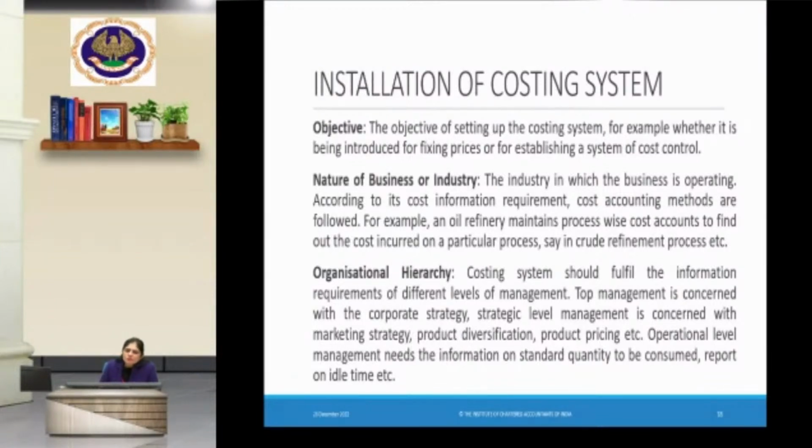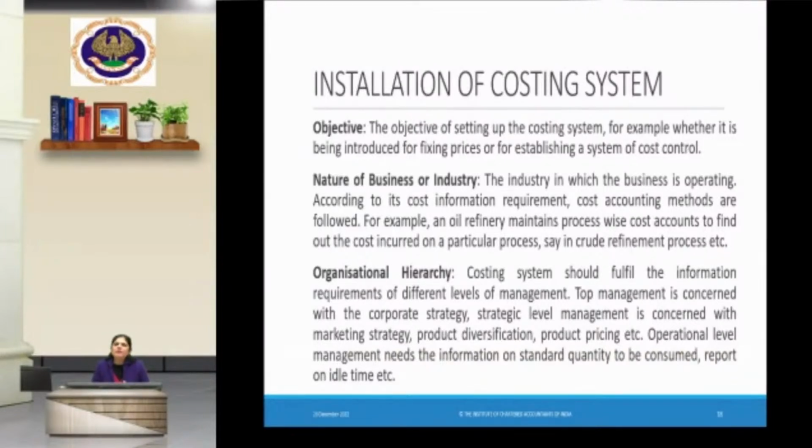Organizational hierarchy. A costing system should fulfill the information requirements of different levels of management. Top management is concerned with corporate strategy, policy making, decision making. Strategic level management is concerned with marketing strategy, product diversification, product pricing. Operational level management needs information on standard quantity to be consumed, reports on idle time, etc. So what are the requirements of the top management, middle management, operational management? Accordingly, the system will be designed. So what are the reports that the top management would require? Those reports will be customized inside the system.